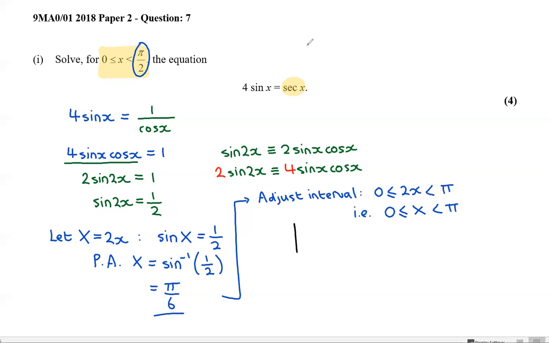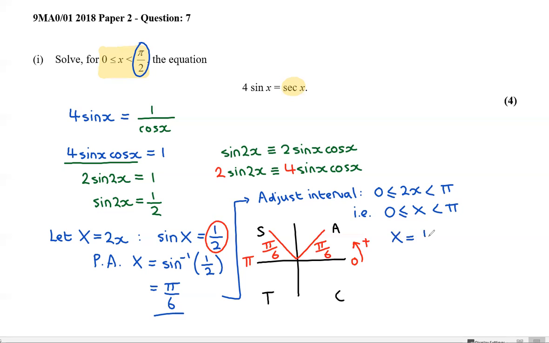All right, let's draw a cast diagram. Like so. We start at 0, we go anti-clockwise in the positive direction. We're only interested in the first 2 quadrants. And because we're talking about sine, and this value is positive, okay, we put our angle in the first 2 quadrants. So it's going to be pi over 6 right there, pi over 6 in there, and we just read off our angles. So we're going to have big X is equal to pi over 6, and then pi subtract pi over 6, which is 5 pi over 6.